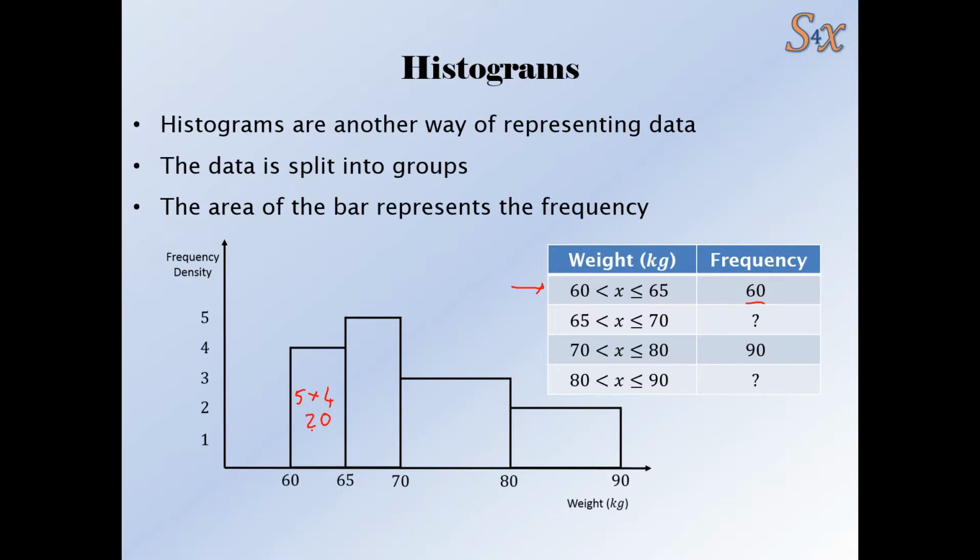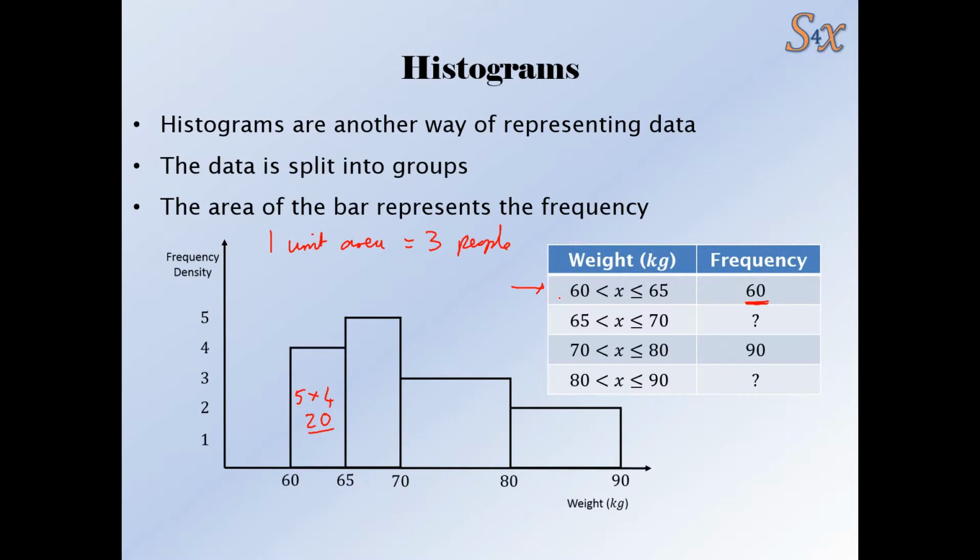What we can see here is because the area is 20 and the frequency is 60, we know that 1 unit of area is actually 3 people. Okay? Because I've got 20 units of area and they match up to 60 people in the table. So I know that each unit of area must be 3 people, because 20 times 3 gives us the 60.